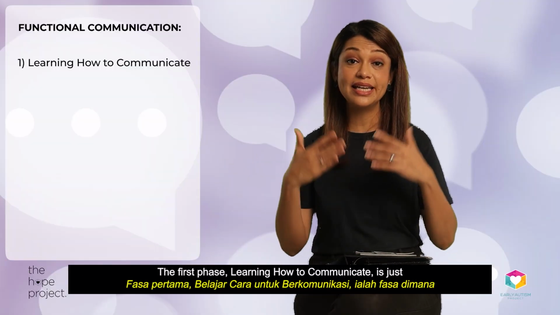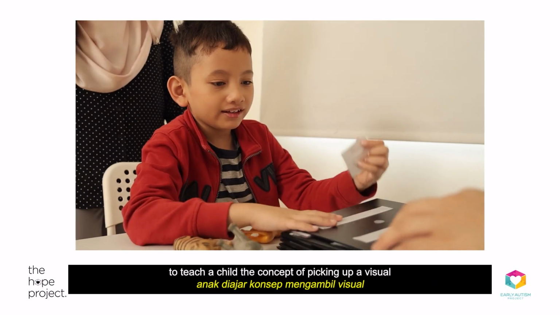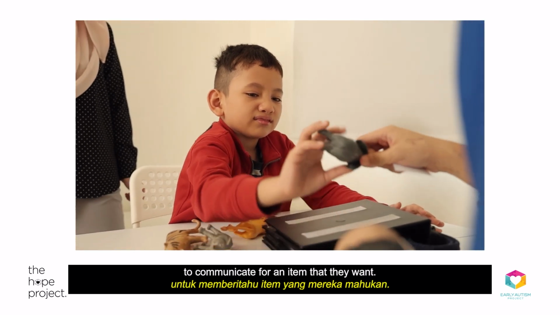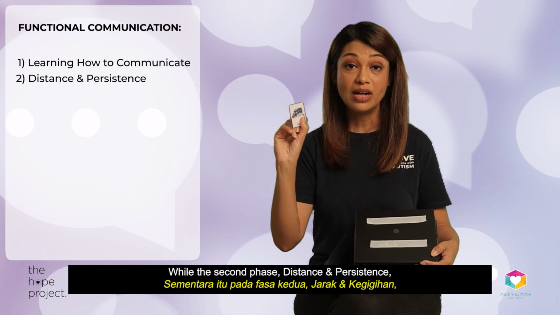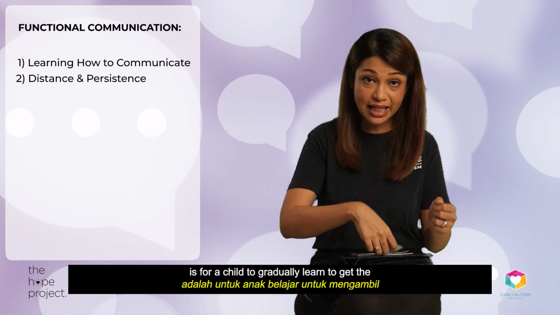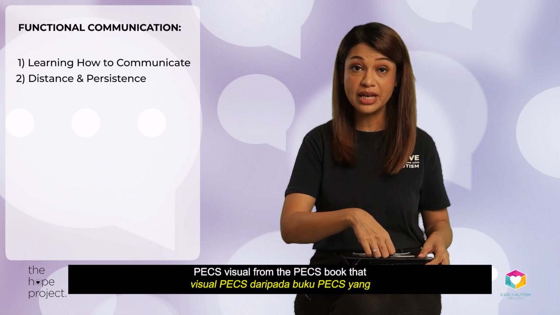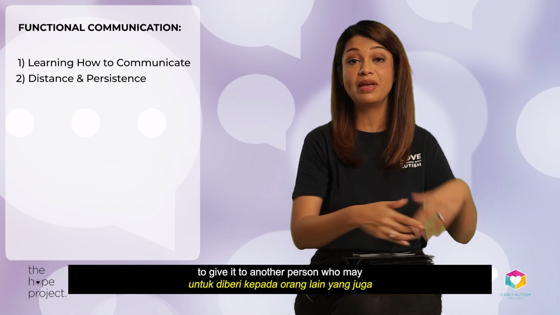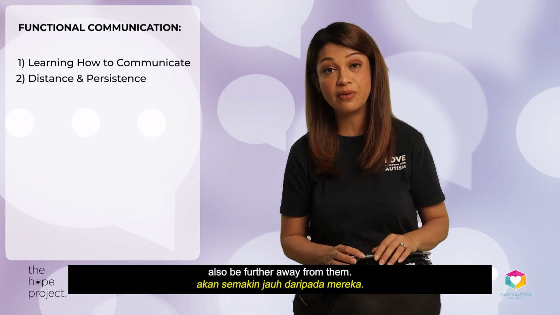The first phase, learning how to communicate, is just to teach a child the concept of picking up a visual to communicate for an item that they want. While the second phase, distance and persistence, is for a child to gradually learn to get the PECS from the PECS book that will be further away for them and then to give it to another person who may also be further away from them.